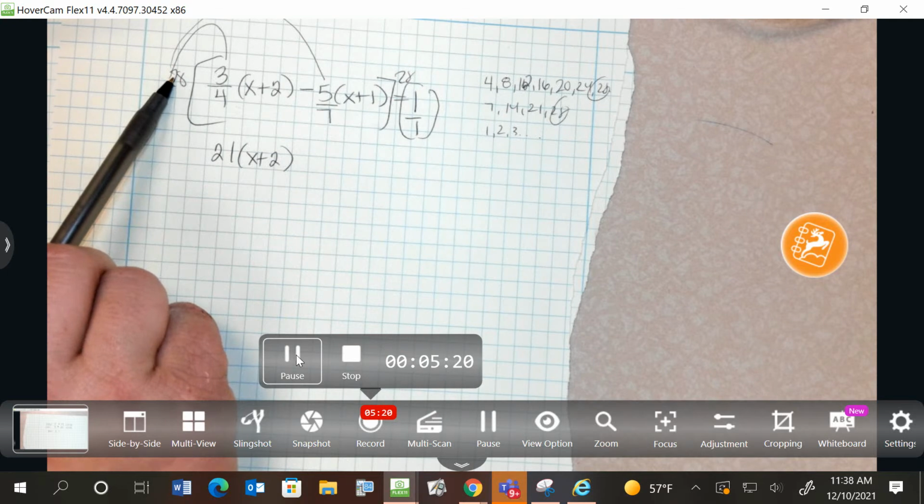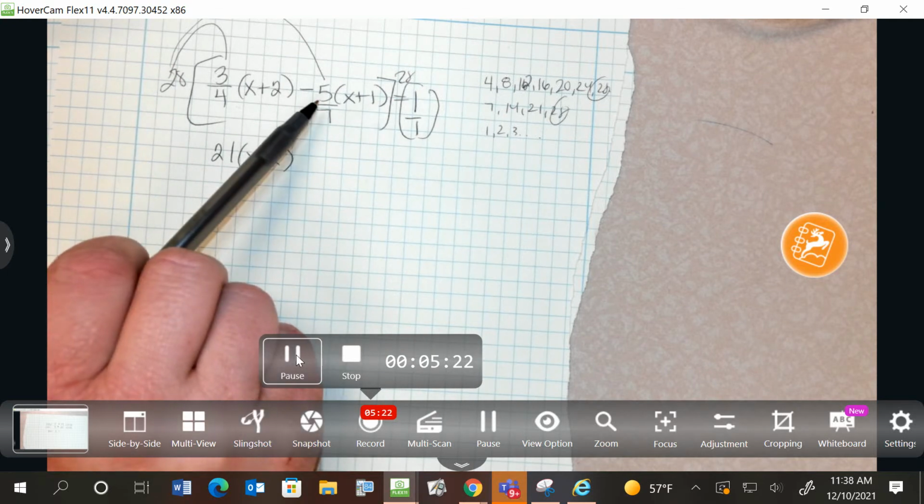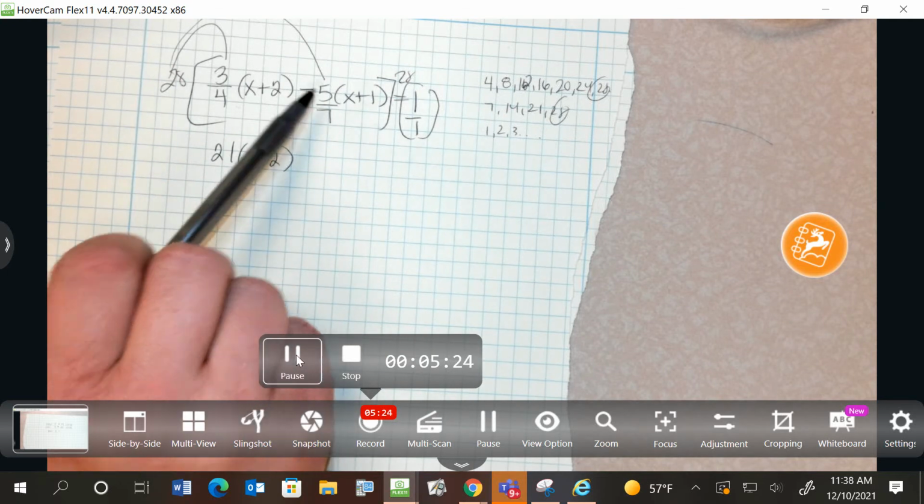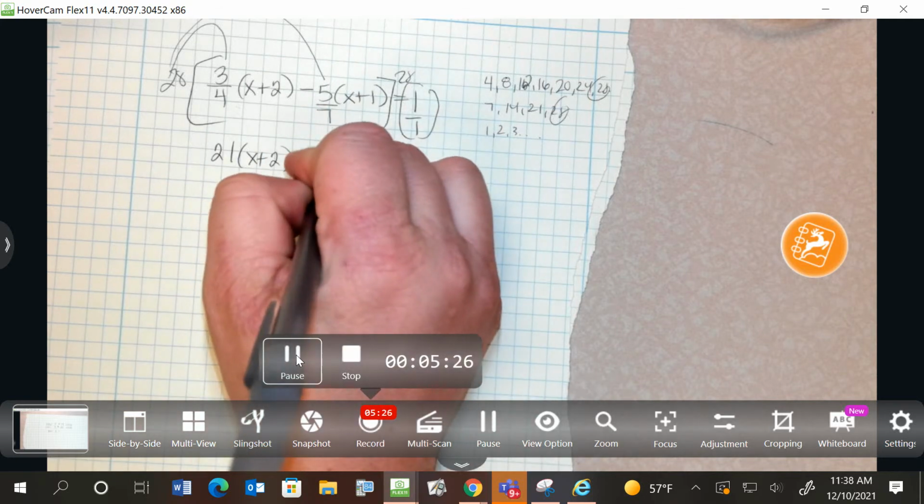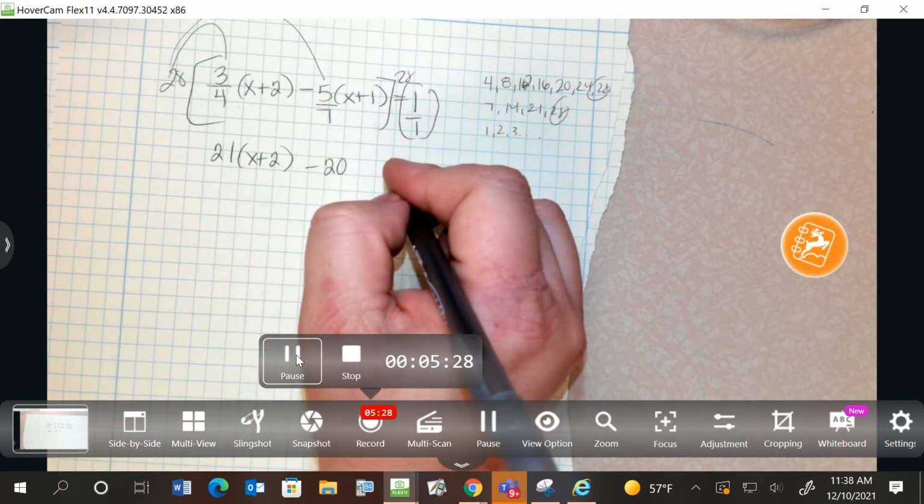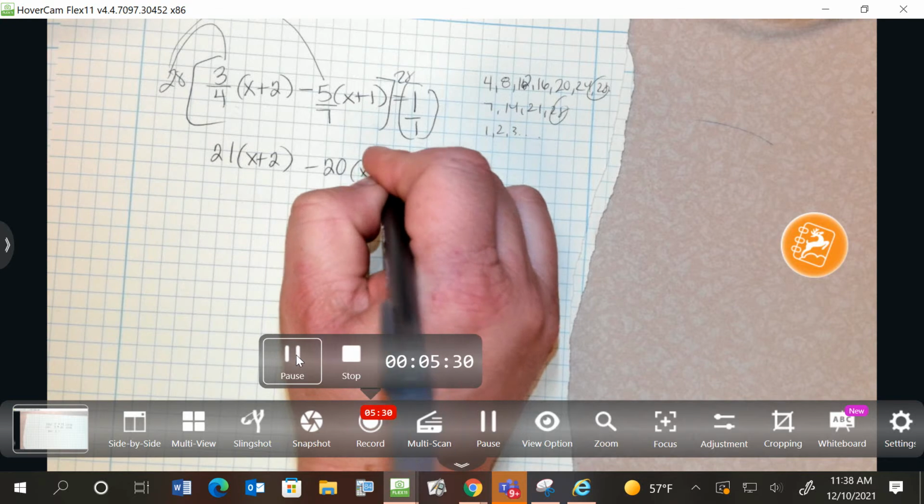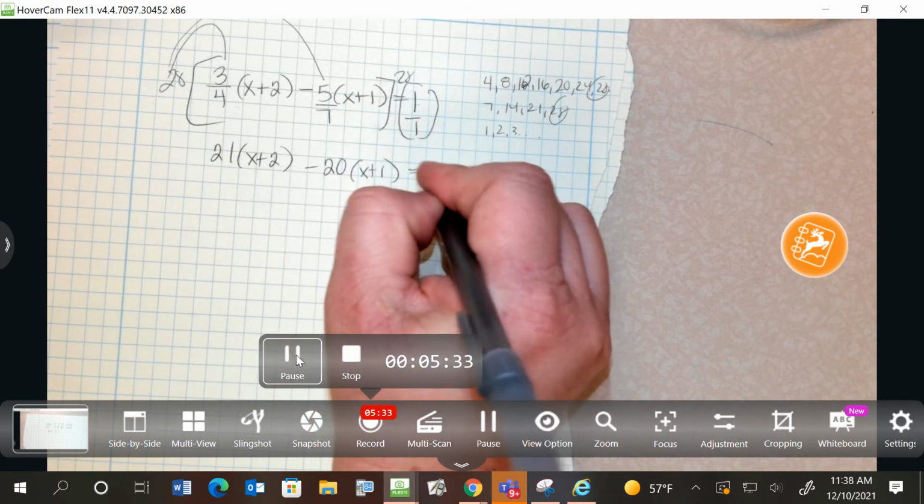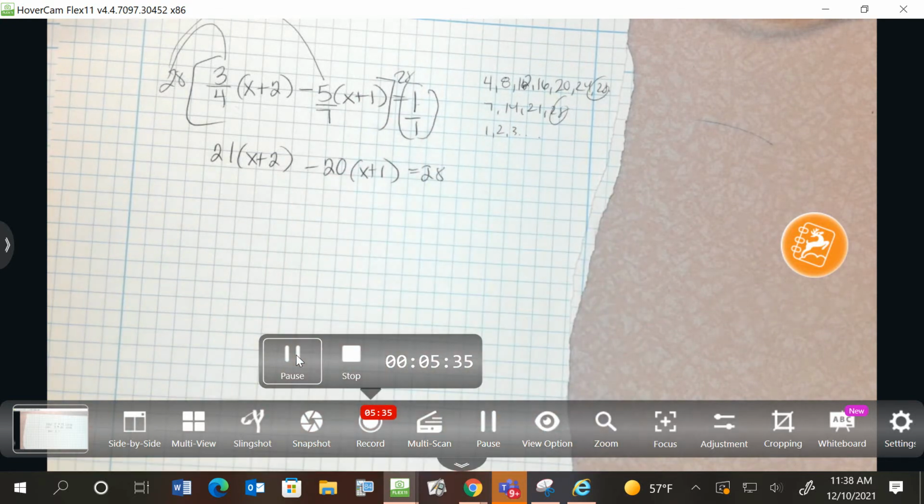Okay, 28 divided by 7 is 4, multiplied times the top. 4 times negative 5 is negative 20. And 28 times 1 is 28. And that was the whole purpose, to attempt to eliminate any fractions.